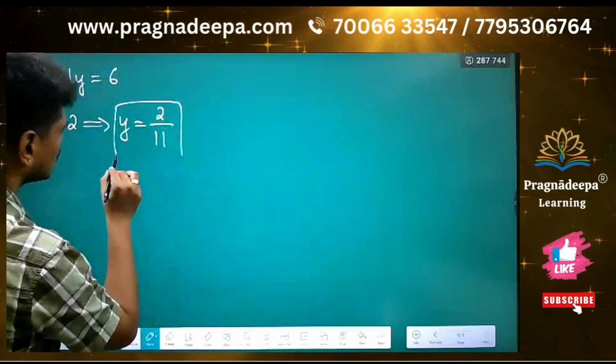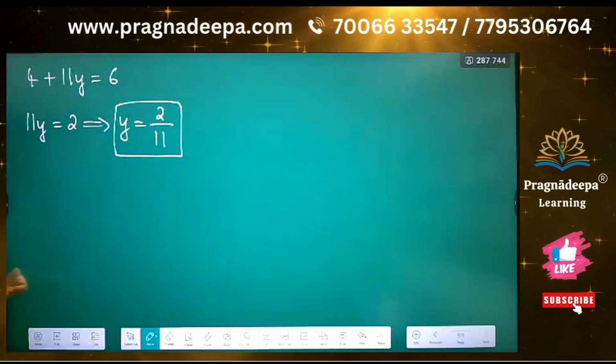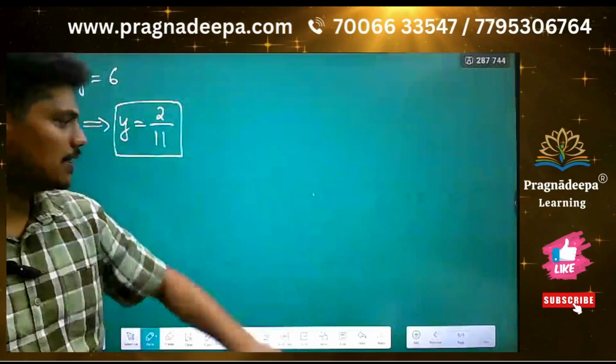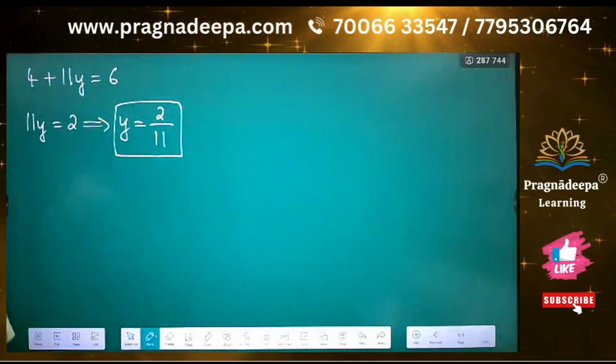Is it 2 upon 11? See, students, these kinds of problems are difficult for us to do in the graphical method. Because in a graph you cannot easily understand 2 by 11, correct? In fact, it is less than 1. It is a very small number, a rational number.